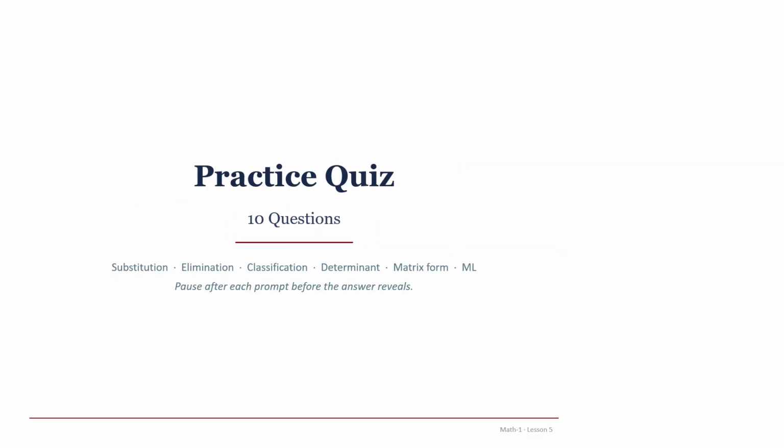Now let us check your understanding with a short practice quiz. There are 10 questions covering everything from this lesson: substitution, elimination, the 3 outcomes classification, determinants, and the linear algebra and machine learning connections. Some are multiple choice, some are free response, and the last one is a reveal-style conceptual question. Pause after each prompt to think before I reveal the answer.